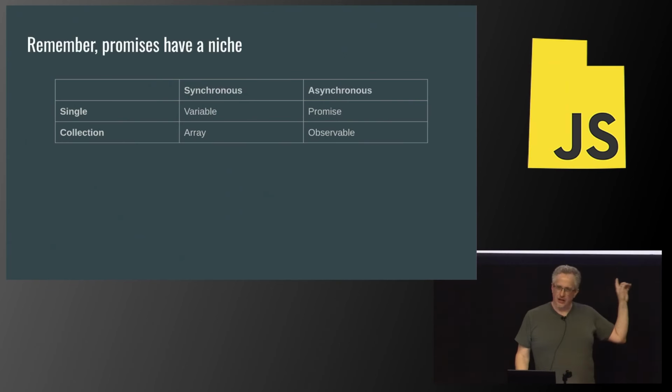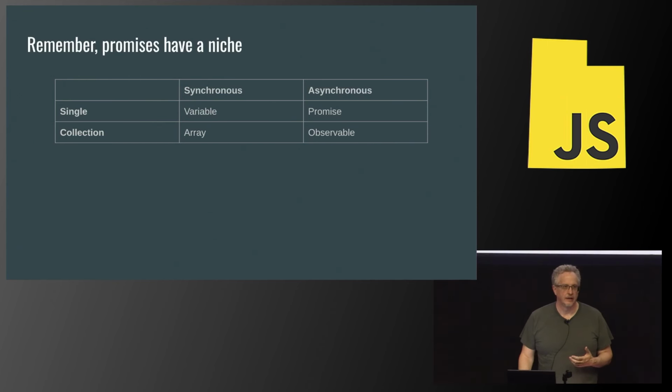But even though I talked about observables being the back end, remember that promises still have a niche. I'm showing this again because, yes, arrays are more powerful than variables, but that doesn't mean we wrap every single variable we find in an array. That's just shooting ourselves in the foot. And similarly, with asynchronous, we'd want to remember that even though observables are more powerful than promises, promises still have a place. And specifically, it's for fetch.